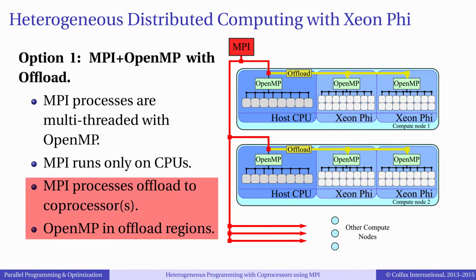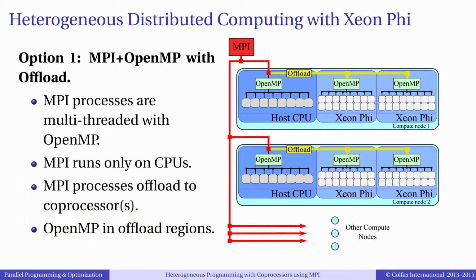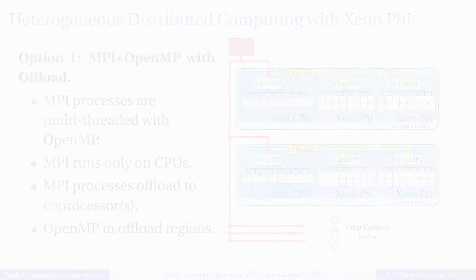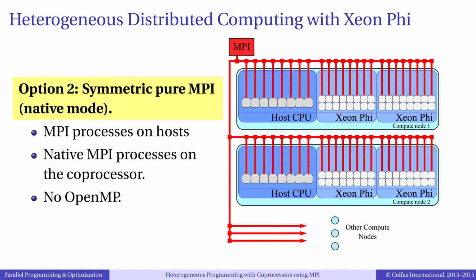The disadvantage is that if we want to use this model for applications that are already designed for CPU-based clusters, we'll have to modify the code and implement offload. Another approach to scale across multiple nodes with Xeon Phi coprocessors is based on the native programming model and uses only MPI. MPI is used to scale across multiple compute nodes, across multiple coprocessors in each node, and to scale across the cores in each coprocessor.